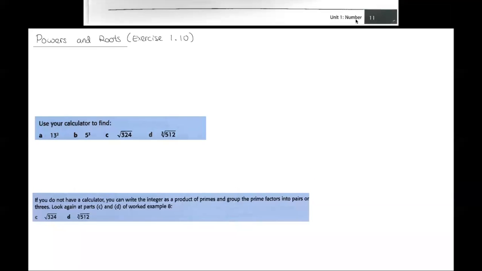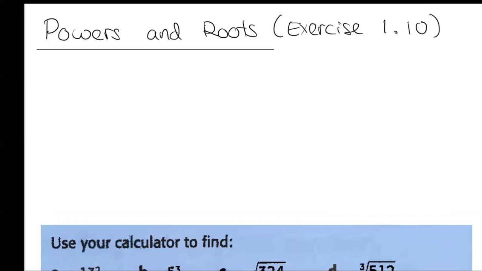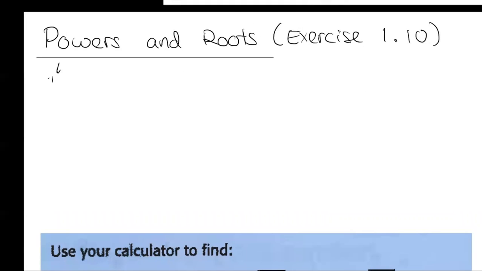Now we look at powers and roots. So power determines how many times you multiply the number by itself. So the number of times the number multiplies by itself. Okay, so that is how to determine power.